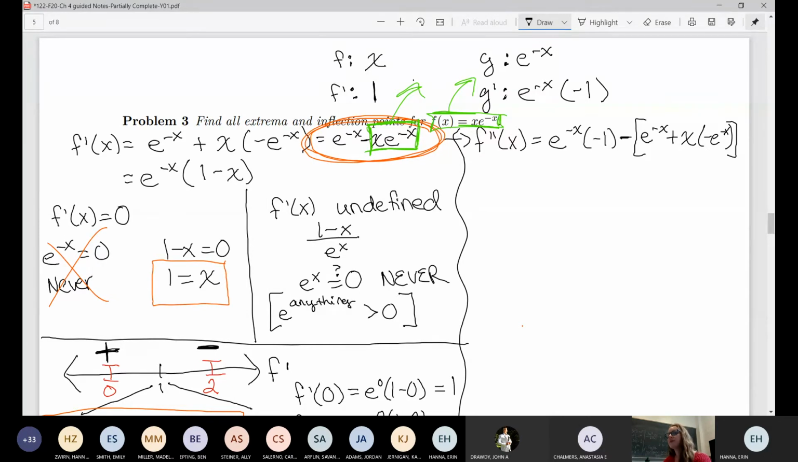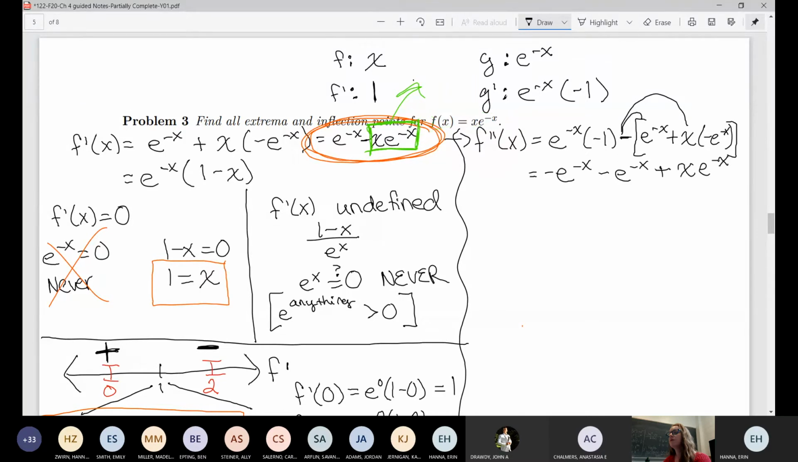Again, these derivatives are a little gross for this one. I will be quite honest. So we have negative e to the negative x minus e to the negative x because I have to distribute this negative. Now notice I'm distributing a negative into something that already has a negative in that last piece. So it will turn into plus x e to the negative x.